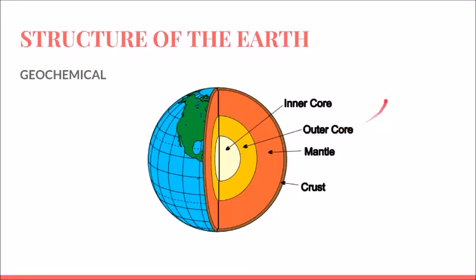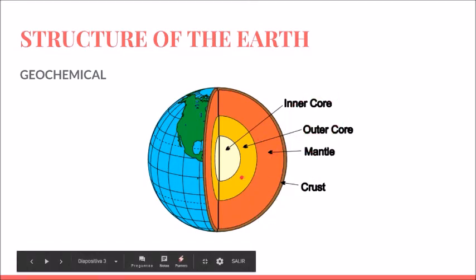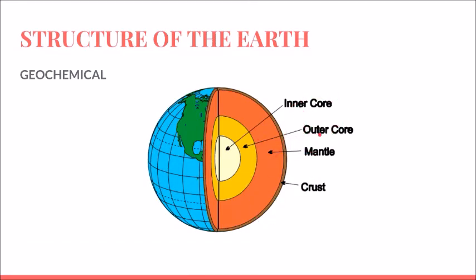If we talk about the structure of the Earth in the geochemical model, the Earth is divided in three main parts that are the core, the mantle, and the crust. The core can be inner or outer. The inner one is in the center of the Earth. It's solid, made up of iron and nickel, and it's the hottest part of the Earth. The outer core surrounds the inner one. It has a high temperature, it's liquid and made up of iron and nickel.